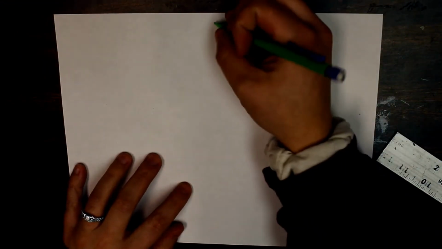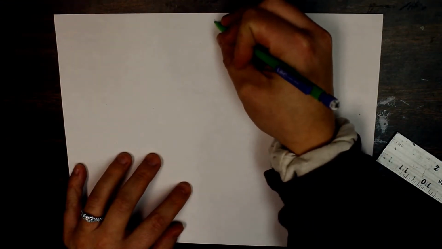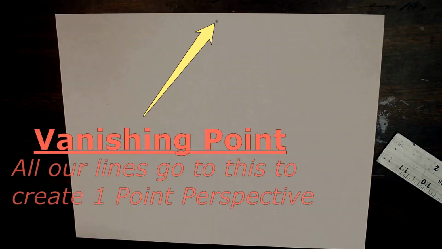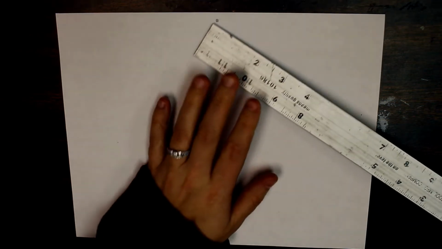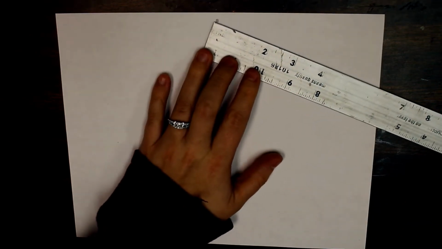To start, we need to create our vanishing point. So you'll create a dot towards the top of your paper, and this is our vanishing point. Our vanishing point is where all our lines are going to go to create a 1-point perspective. So you'll also need a ruler so that we can line up our lines with the vanishing point.